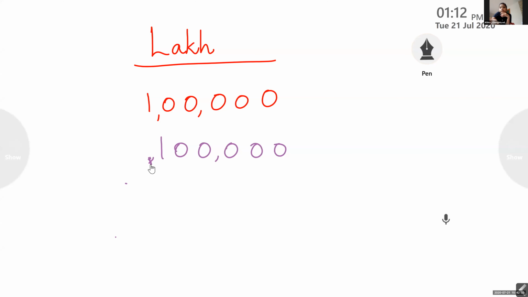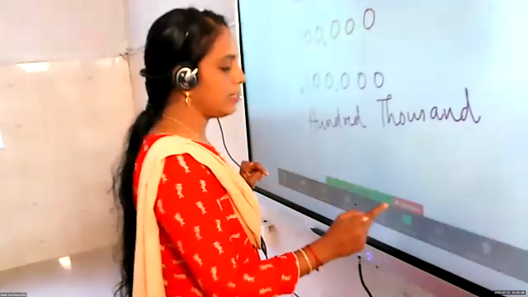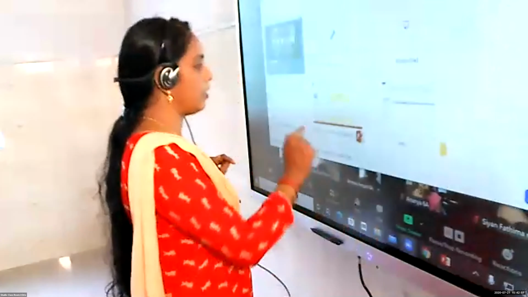100,000. So 1 lakh is 100,000. Okay, children. 1 lakh is 100,000 in the international system. 1 lakh equal to 100,000. Okay. So this is the chart. Again, I'll show the chart to you. I think you can see the chart now.